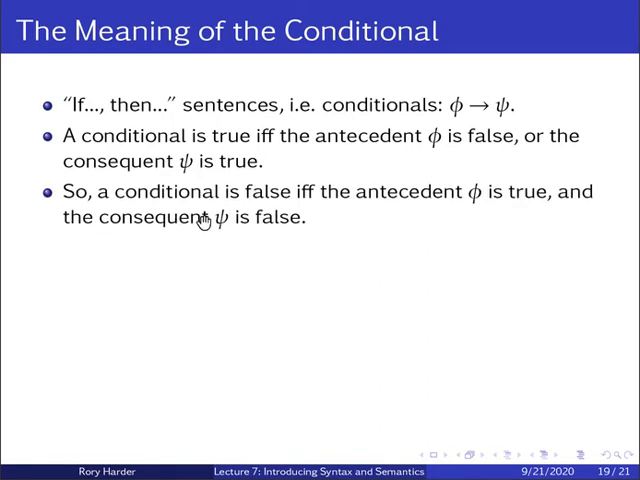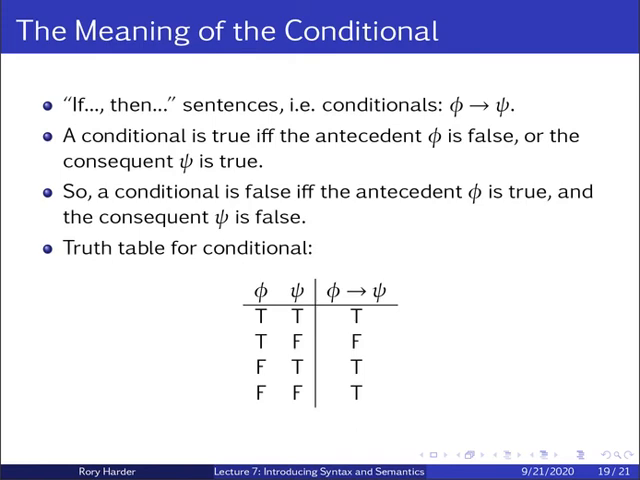Another way of putting this is that a conditional is false just in case the antecedent phi is true and the consequent psi is false. So the only case in which a conditional is false is when the antecedent phi is true but the consequent psi is false. And we represent this with the following truth table. Here, in the case where phi is true and psi is false, the overall conditional is false. But in all other cases, the conditional is true. So in the way that we're understanding this conditional, what the conditional says is that it's not the case that the antecedent is true and the consequent is false. And that is the meaning of our conditional.